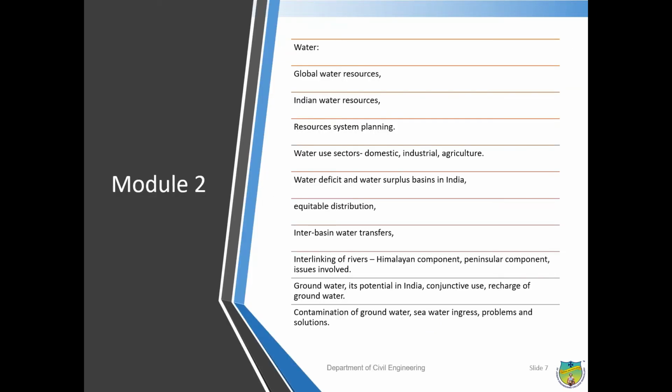In the module 2 we will be discussing water and water resources. We will look into the global scenario of water resources, the Indian scenario and the other water uses and the water deficit and water surplus basins. With this we will also discuss about the interbasin water transfer and interlinking of rivers.